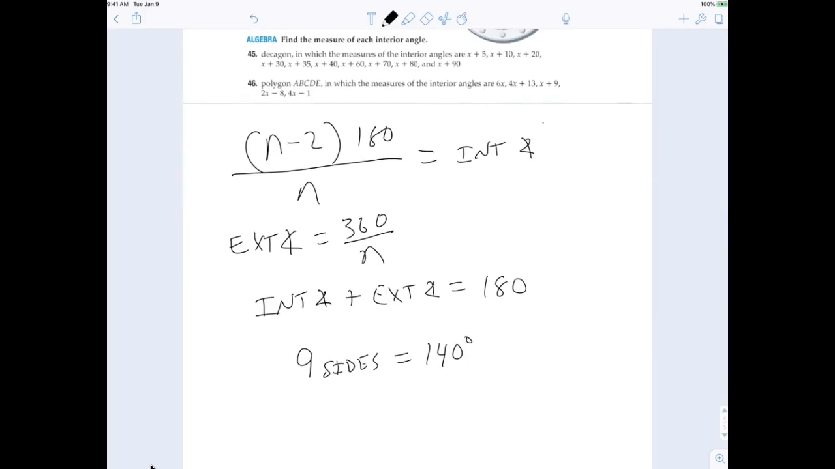The interior angle plus the exterior angle is always equal to 180.